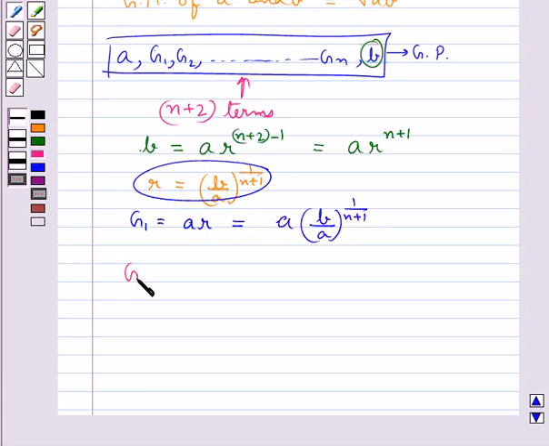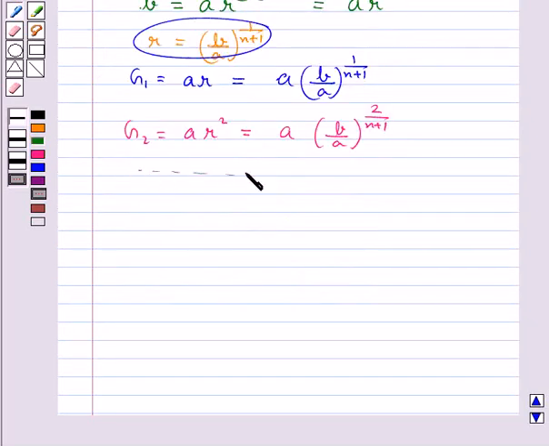Then we have G2 is equal to A into R to the power 2. So this becomes equal to A into B upon A whole to the power 2 upon n plus 1. And so like this, we get the different numbers that we have inserted between the numbers A and B. The term Gn would be given by A into R to the power n, so that is equal to A into B upon A whole to the power n upon n plus 1. So this is how we find the terms inserted between any two given numbers.